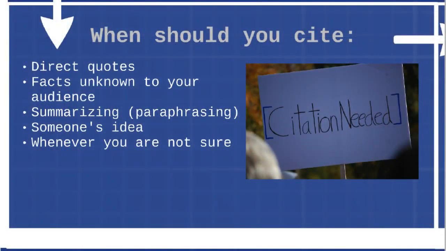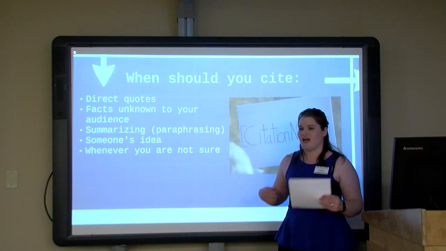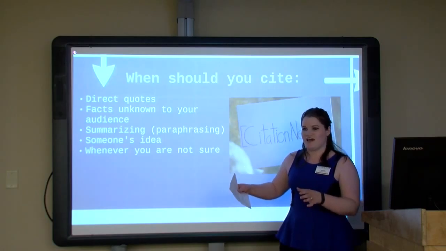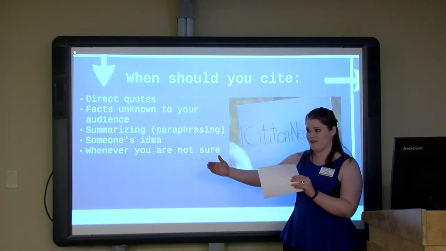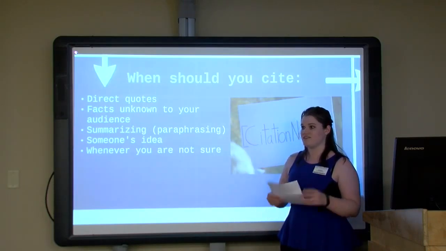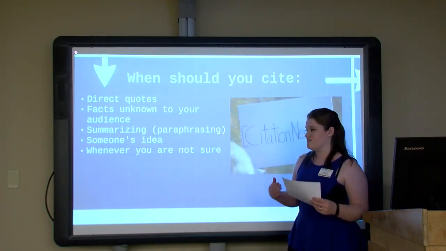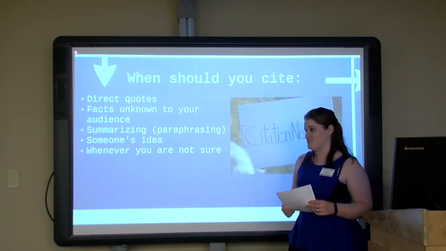So when should you cite? If you're going to quote more than one word from somebody else, you need to put quotation marks around it. If it's something your audience doesn't know, you need to cite it. If I say I love pizza, I don't have to cite anybody for that. But if I say Pizza Hut pizza has this many calories, you might not know that, so you would have to say it was cited by this resource. When you summarize or paraphrase, you need to say that this idea still came from this resource, again if it's somebody else's idea. And if you're just not sure, cite it anyway, because it's always better to be safe than sorry.